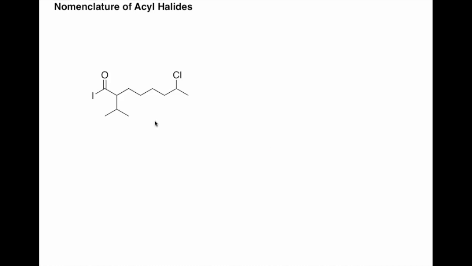Instead of a chlorine on this acyl halide, there's a bromine, so the ending is bromide rather than chloride. Now that we've gone over a couple of examples of naming acyl halides on open chains, try to name this acyl halide shown here, where the acyl halide is on this end of the molecule. When you think you've come up with a name, resume playing the video to view the solution.